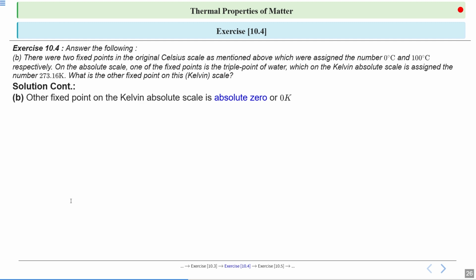Second, there were 2 fixed points in the original Celsius scale as mentioned above, which were assigned the numbers 0 degree Celsius and 100 degree Celsius respectively. On the absolute scale, one of the fixed points is the triple point of water, which on the Kelvin absolute scale is assigned the number 273.16 Kelvin. What is the other fixed point on this scale? So the other fixed point on the Kelvin absolute scale is absolute 0, or we can say 0 Kelvin.